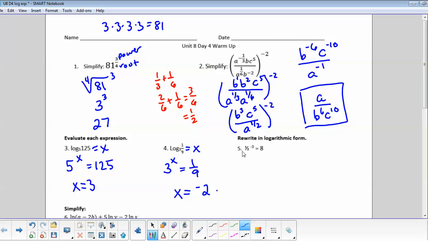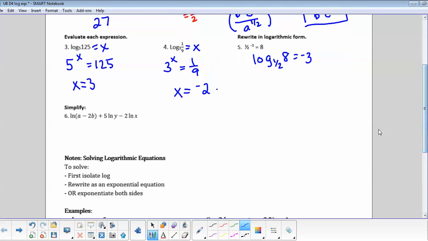In problem 5, it says to rewrite it in log form. So you write log. The base of your logarithm is the base of your exponential. And then these two numbers switch so that this is 8 and this is -3. And the answer to the logarithm is always the exponent.